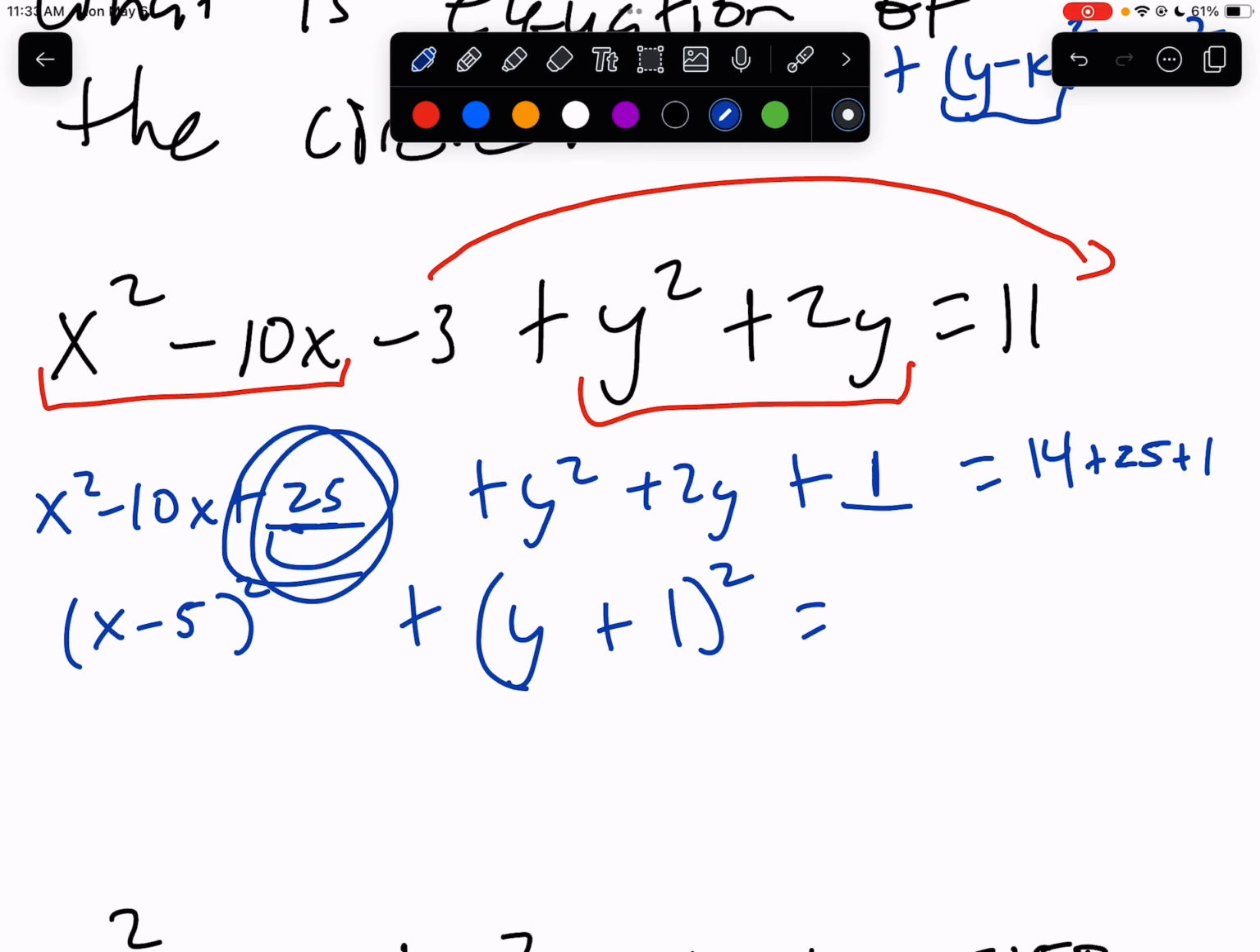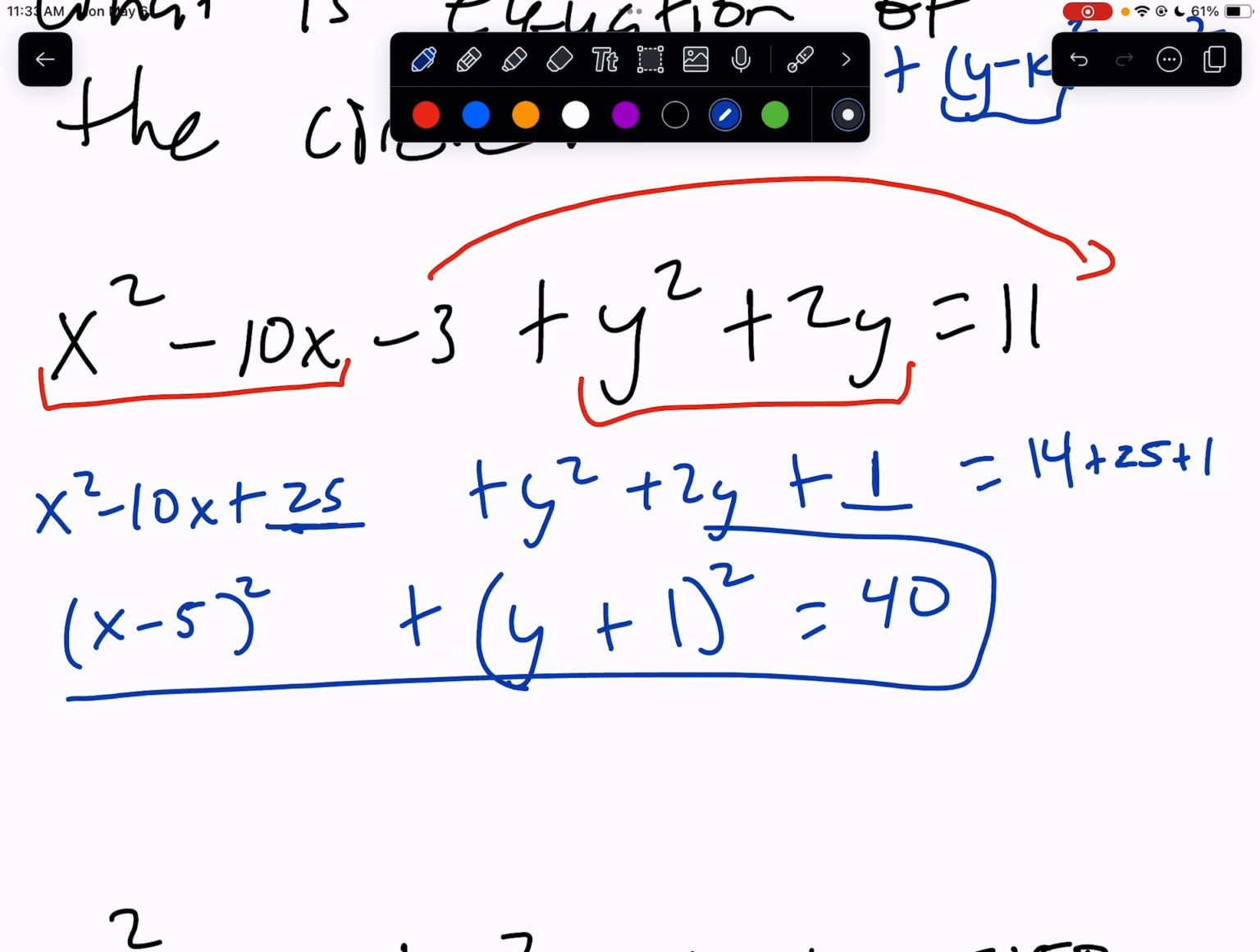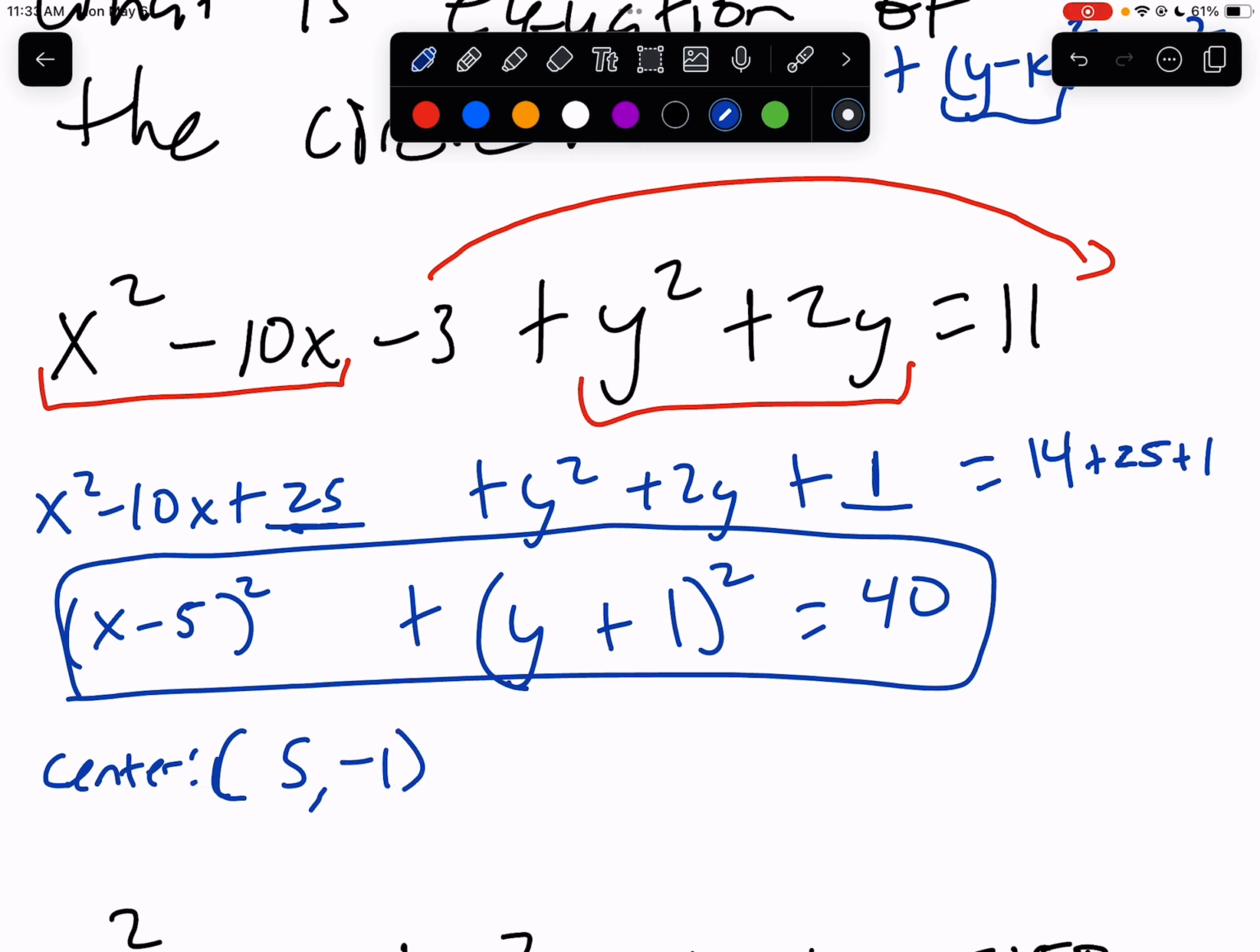This 25 did not exist. We put that there. And if we add 25 to the left side of the equation, we got to add it to the right side. So 14 plus 25 plus 1 would be what? 25, 30, 40. And we're done. That's the equation of the circle. The center would be 5 comma negative 1, and the radius would be 2 root 10, right? This is r squared over there.